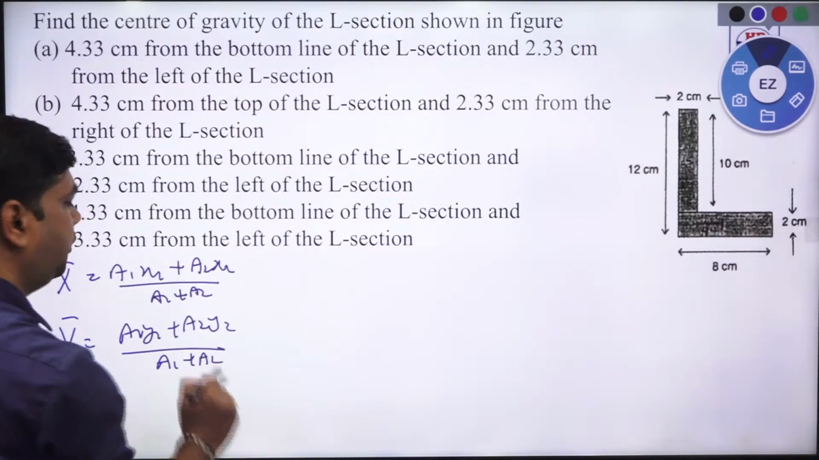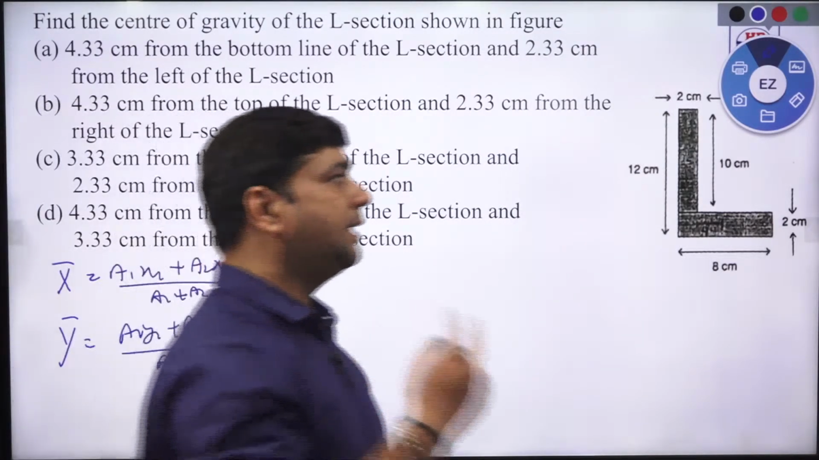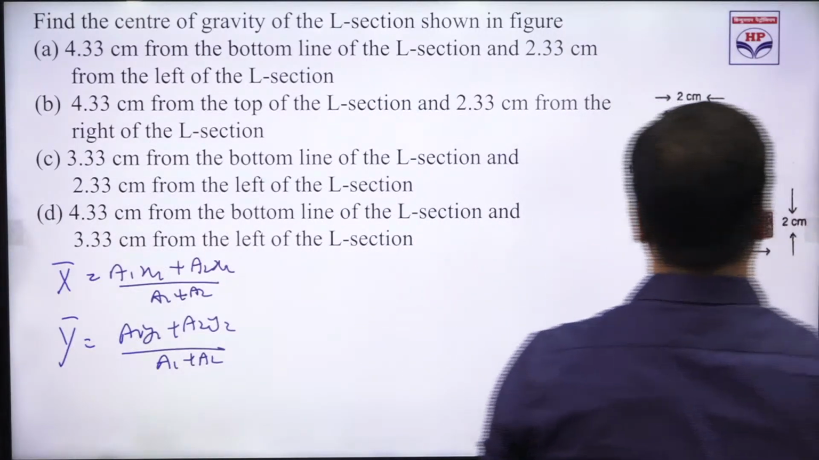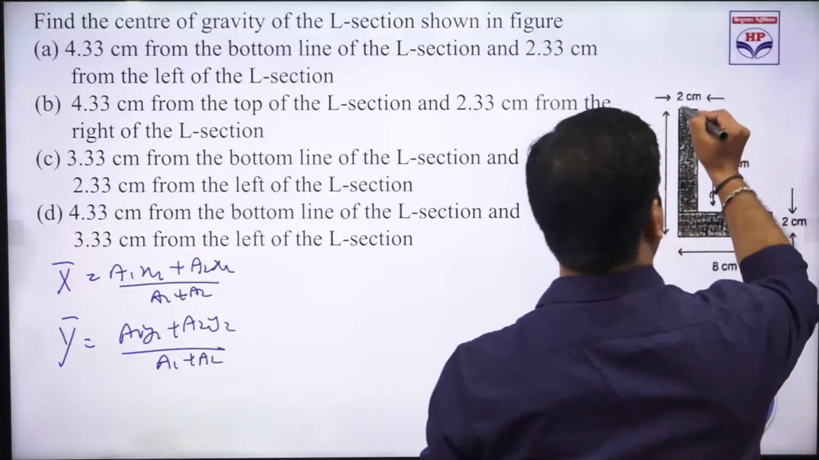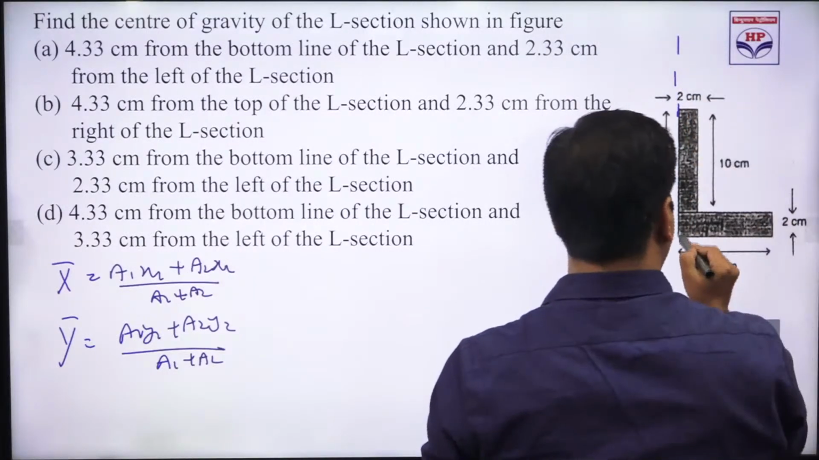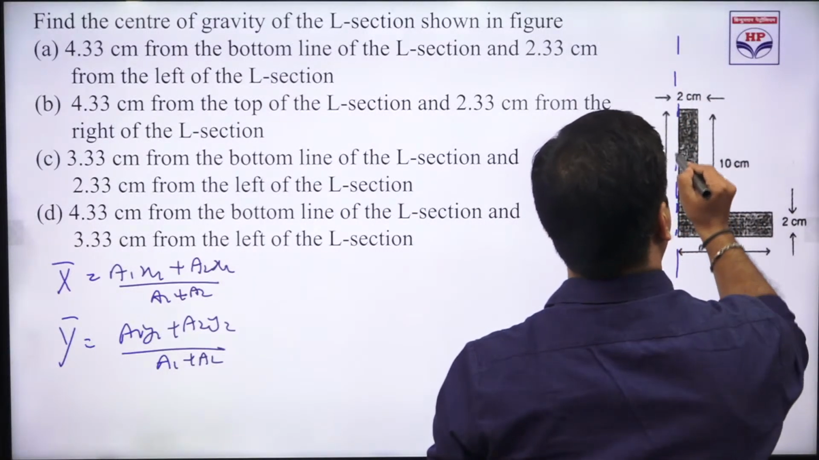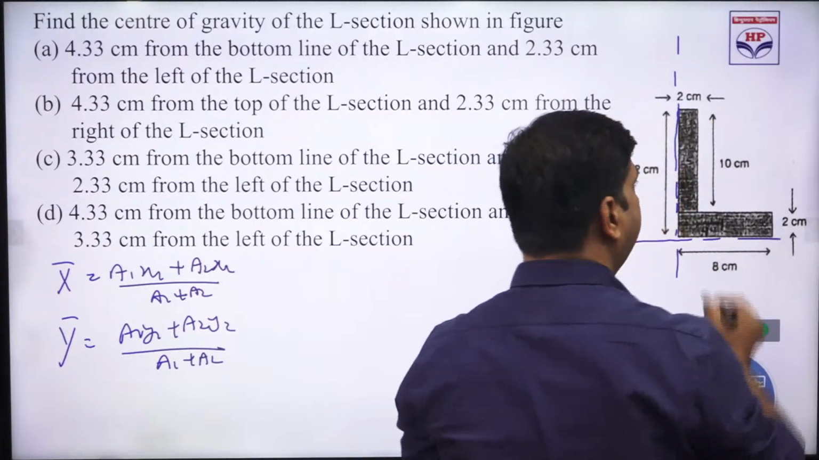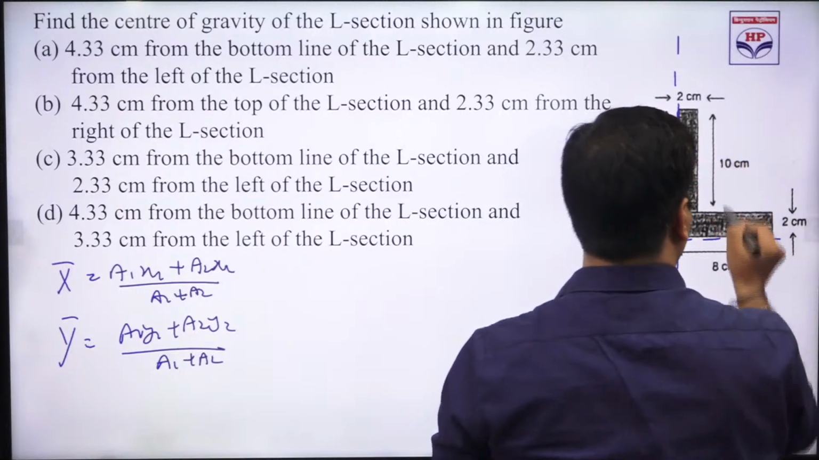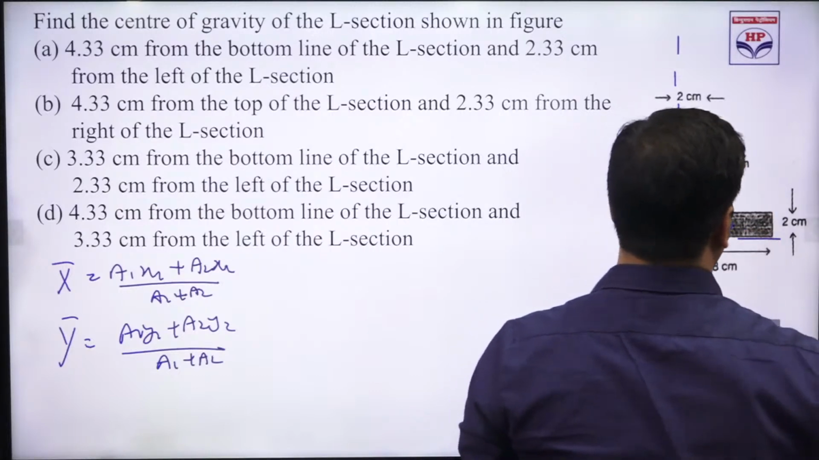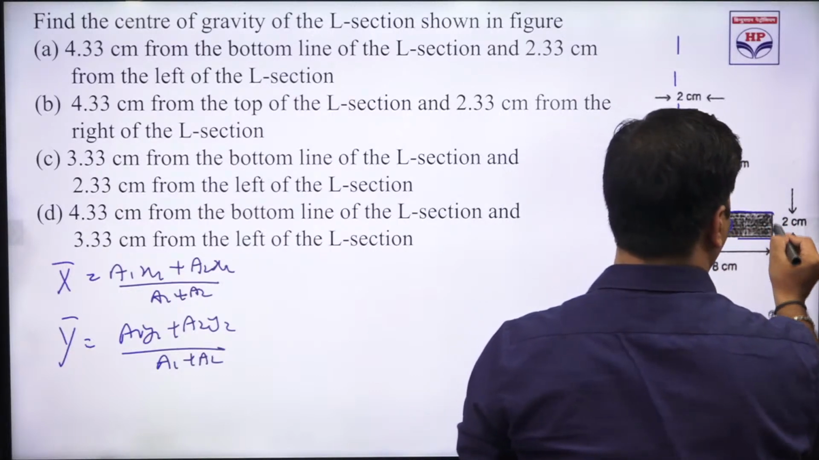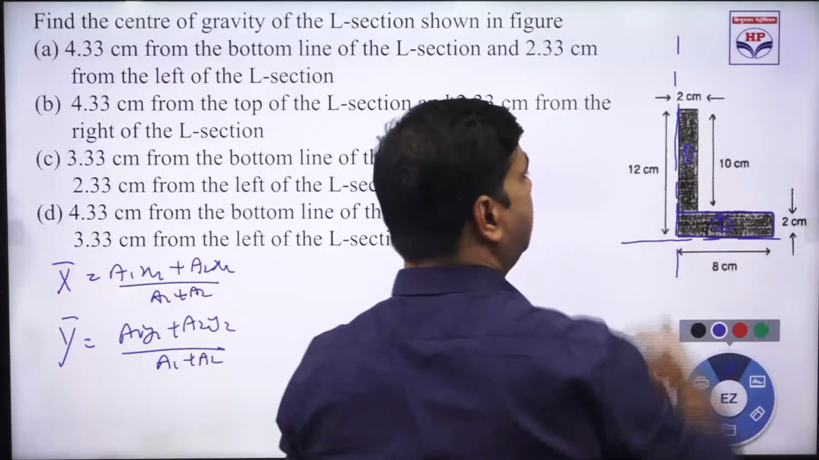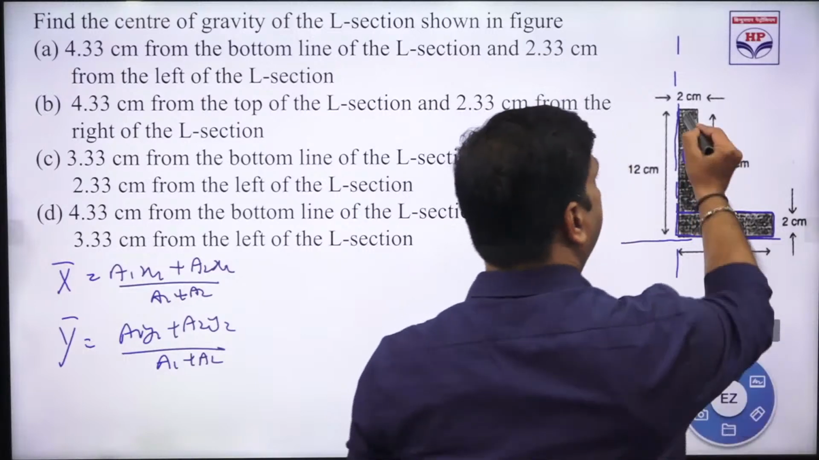First of all, we have to decide the axis from which we take the distances, and after that we have to decide the areas. So I am taking this one axis like this, and this one. And I am taking two sections. This is the first and this is the second. So this one is the second and the remaining is the first.